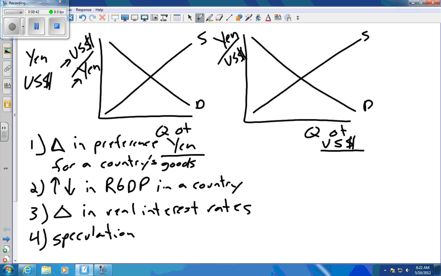Last thing, the fifth thing, would be a change in price level in a country. Okay, if a country's experiencing domestic inflation, they might look for cheaper foreign products.